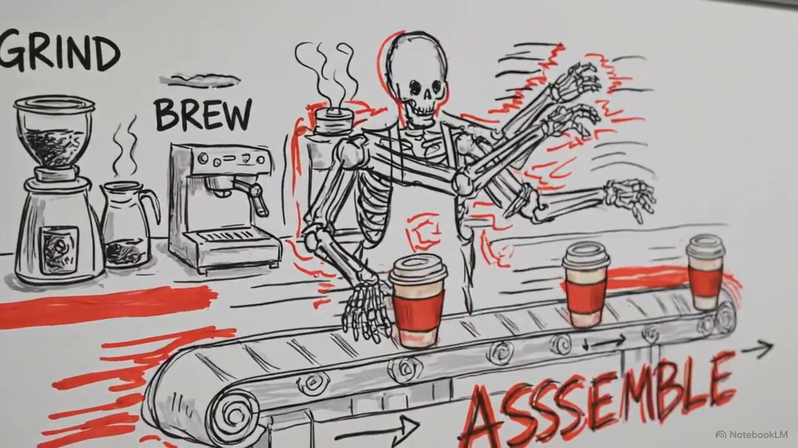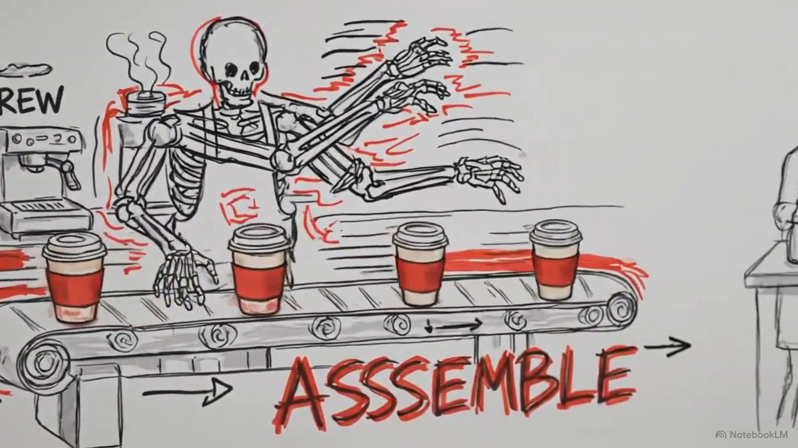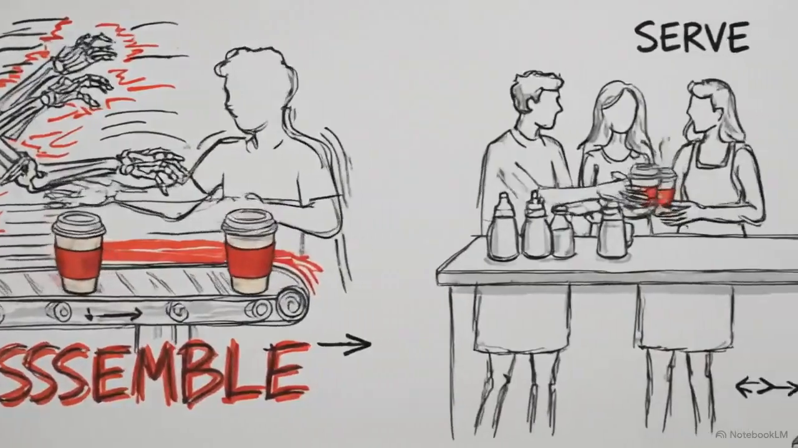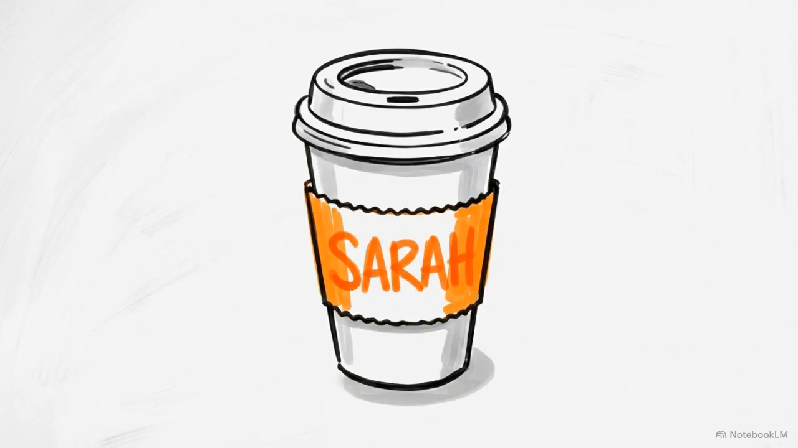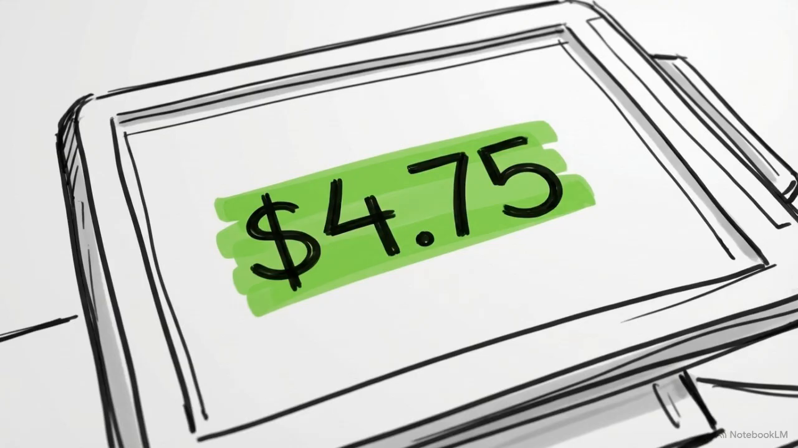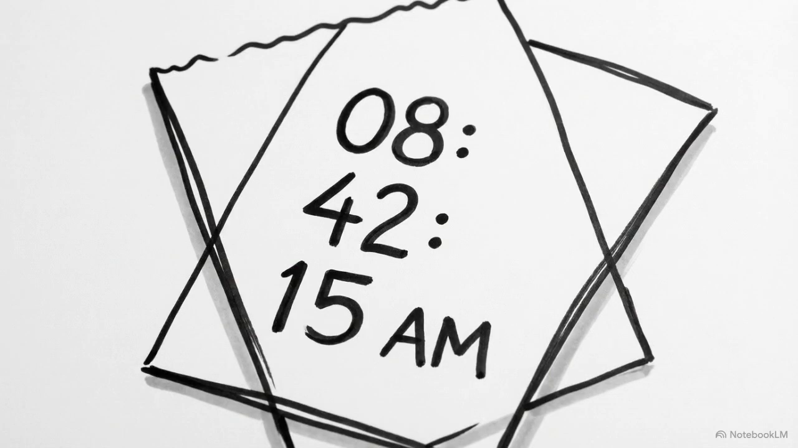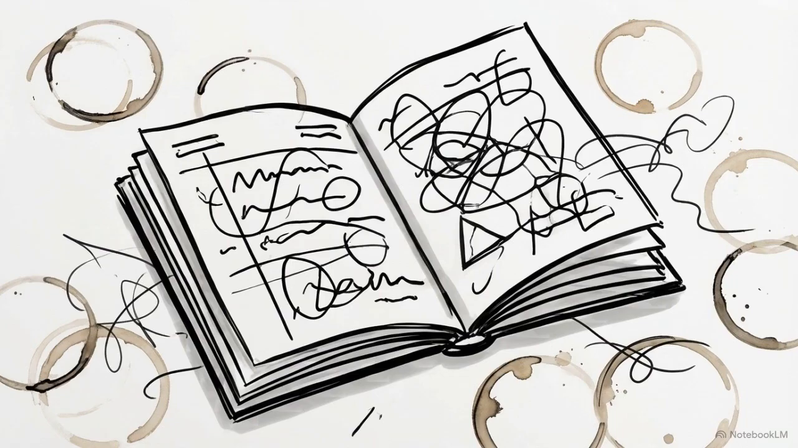Imagine for a moment that you are running a high-speed coffee shop, processing hundreds of mobile orders every single hour. Every time a customer taps buy on their phone, they generate a burst of information. You have to track their name, the specific drink, the exact price, and a timestamp for the transaction. If you try to write all of this down in a paper ledger, you will fall behind in minutes.